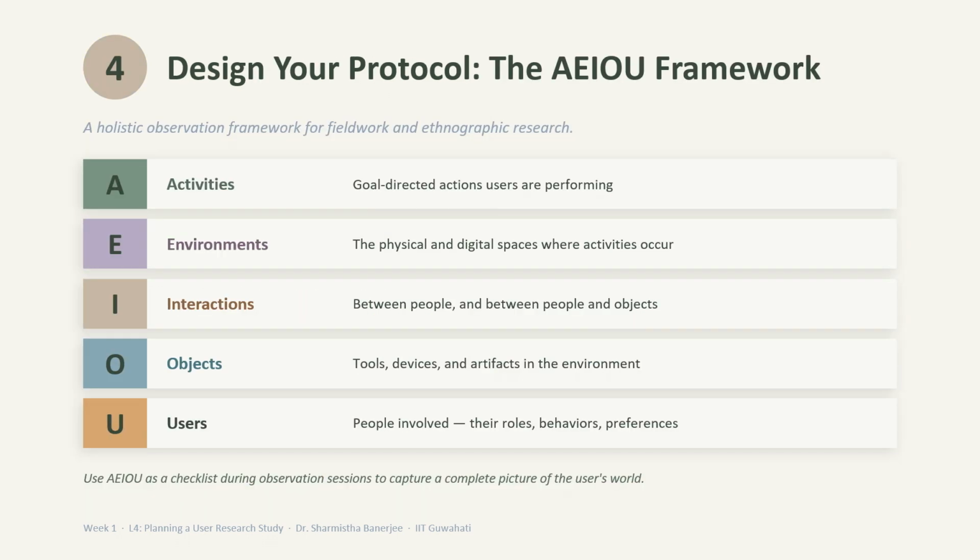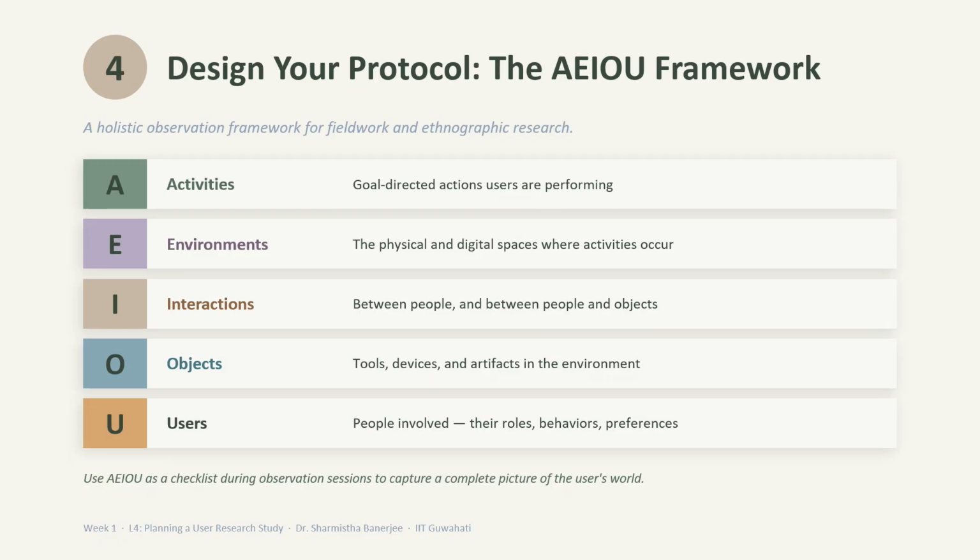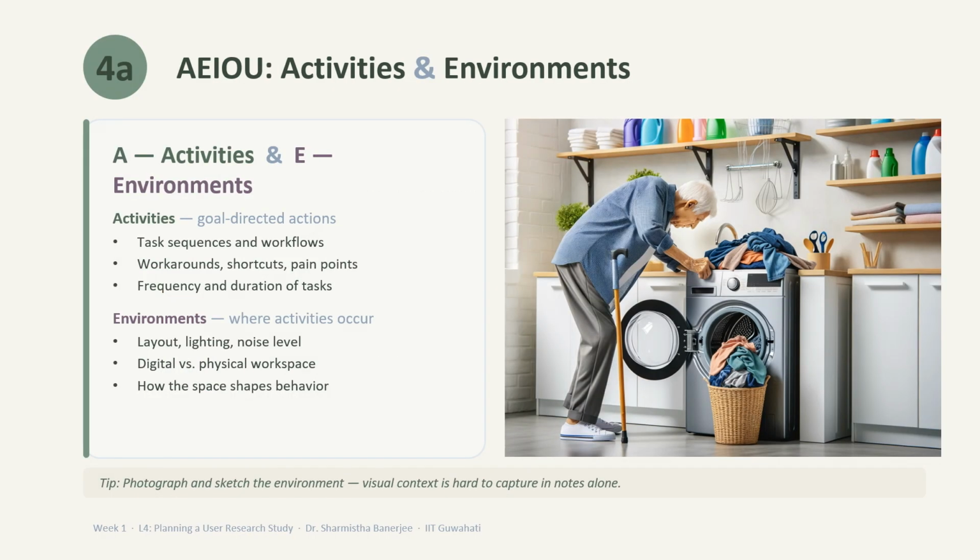The fourth step is about designing your protocol. So we will be using this framework, the AEIOU framework, in order to design my research protocol. In AEIOU, A stands for activities, E for environments, I for interactions, O for objects, and U for users. So we will use this as a checklist kind of a thing. So let's look at each one of them in detail.